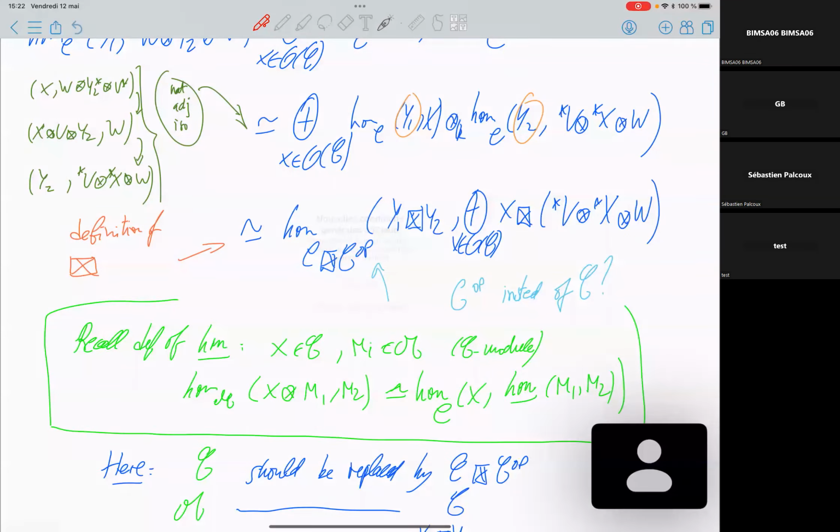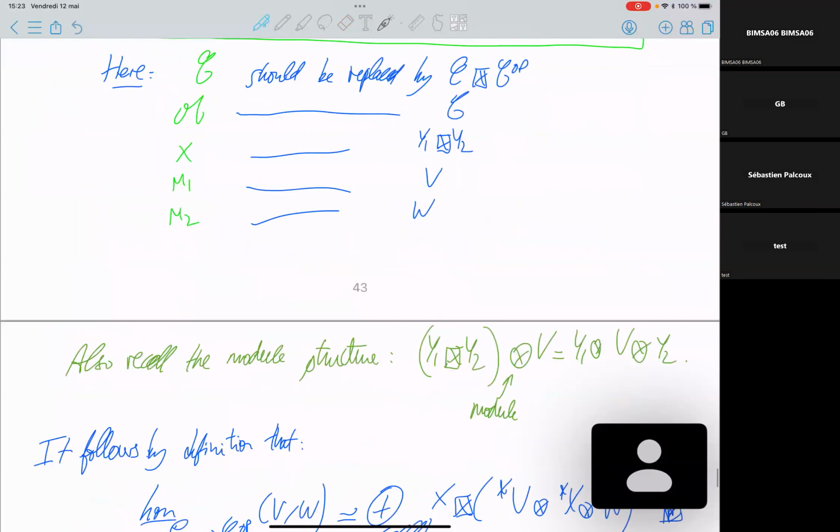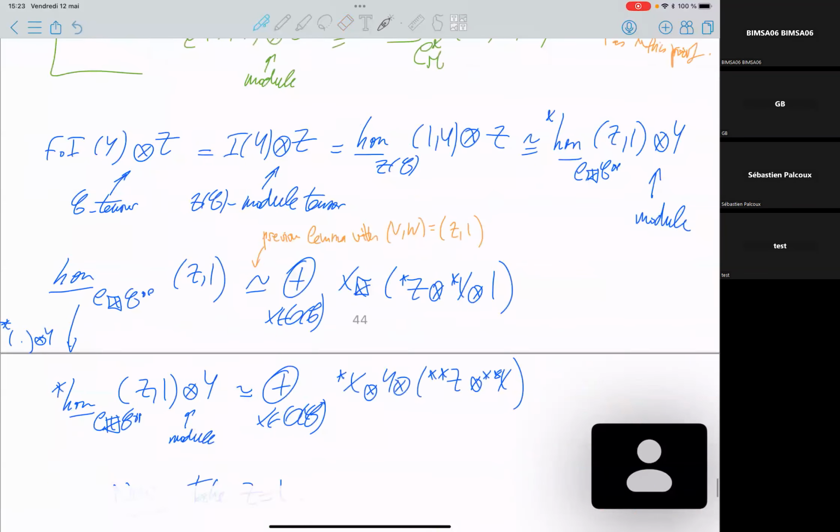So let me write it here. Instead of C, because right action, and A tensor^op or B tensor A. Okay, so that's okay.